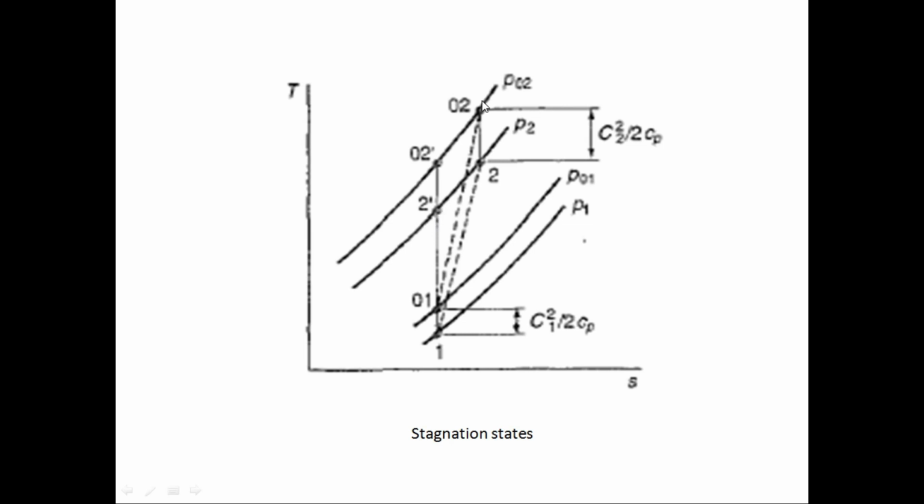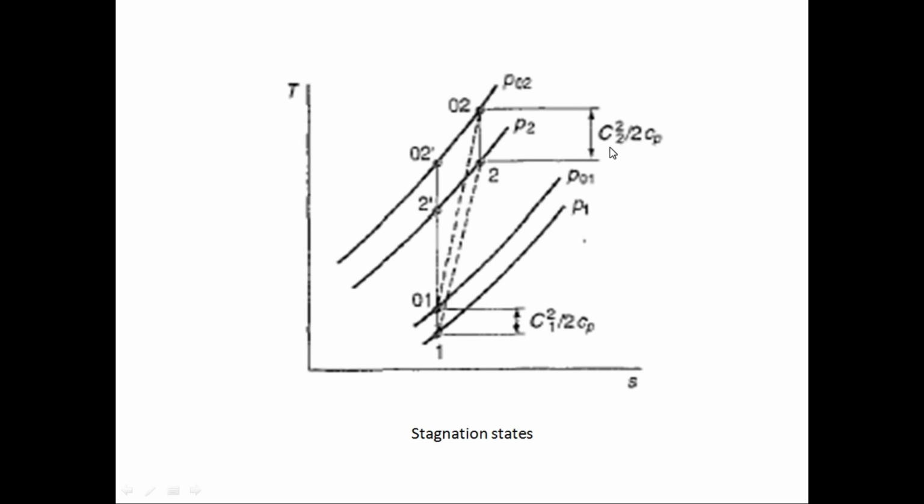Similarly, the stagnation states are located along the constant pressure line represented by P02, and the stagnation state for the actual process is represented by 02, and the isentropic stagnation state is represented by 02 dash. So this dash is going to represent the isentropic state.